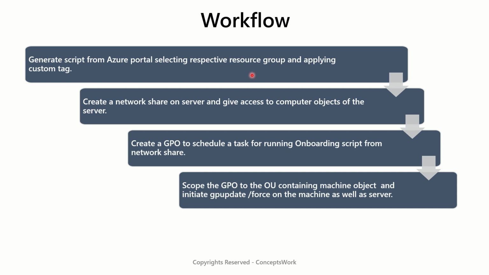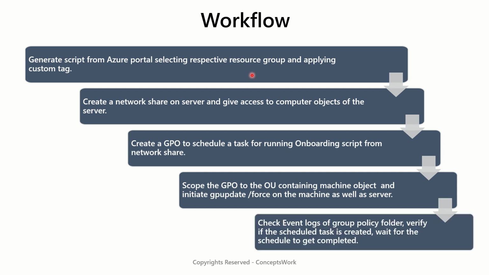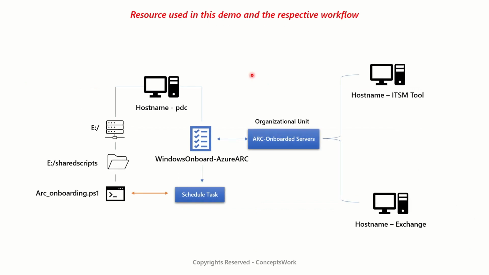Once that scheduled task is completed, then we'll go ahead and check the events on the machine as well as on the Azure portal. Now, resources that I will be using for this demo are mentioned here. So I have three machines precisely. The first one is PDC, where I will be creating the Group Policy Object. And then I have two machines where this GPO will be scoped. Now in this machine itself, I have an E drive in which there is a folder called shared script.